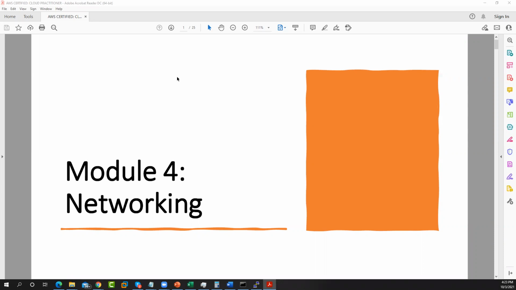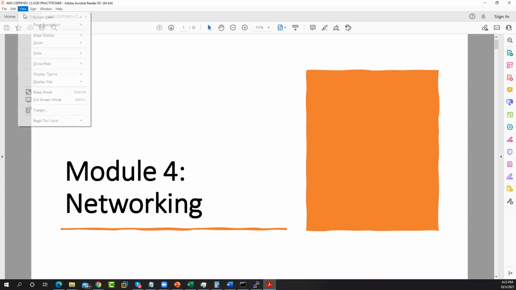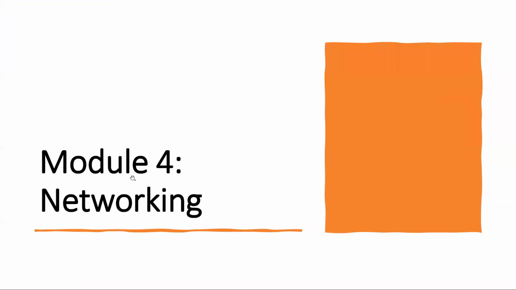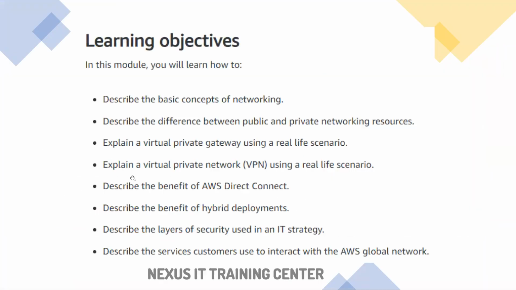Okay, module 4, networking. The learning objective in this module is that you will learn how to describe the basic concepts of networking. So ano ba yung networking? How does traffic pass through the network security group? Describe the difference between public and private. Explain virtual private gateway. Explain lang.